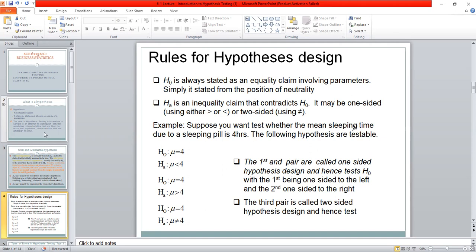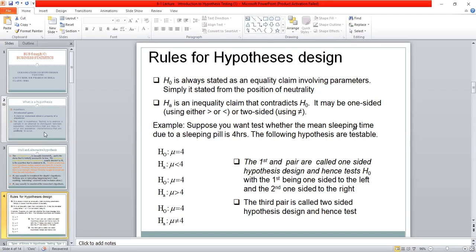So the first pair there, H naught, that's the way you write a hypothesis, is mu is equal to 4. You are stating mu from a position of neutrality. Mu is the population mean. You are stating it from a position of neutrality, against HA, the problem, mu is less than 4. They're claiming they're sleeping for less than 4 hours, if that was the issue.